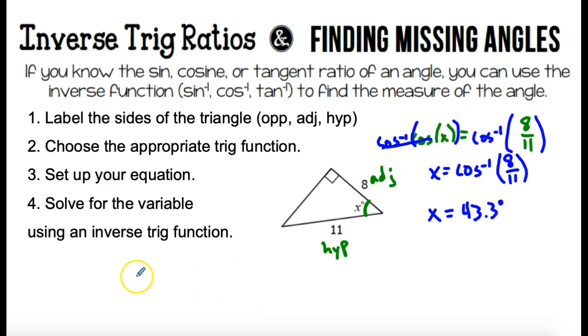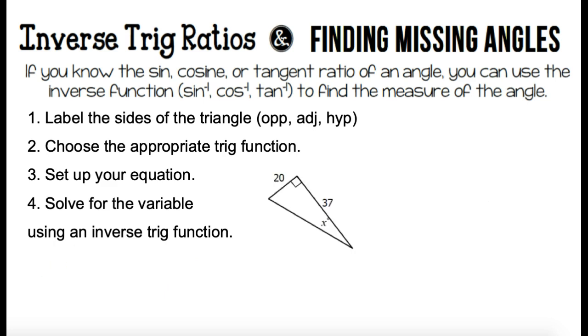All right. Let's do one more example together of this. So again, first step, label the sides. So with respect to this angle, this 20 would be opposite. This blank side would be the hypotenuse, which means this would be adjacent. So if we're thinking SOH CAH TOA, that means I would use tangent. I'm using opposite and adjacent.